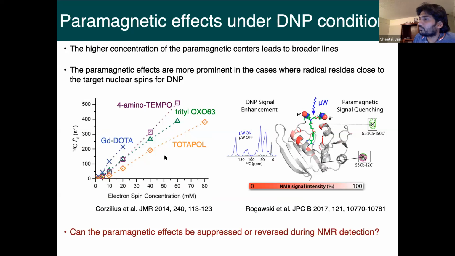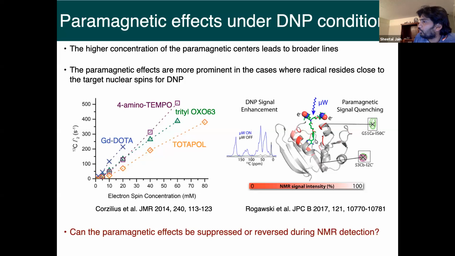The first example comes from Bob Griffin's lab, where Professor Corzilius has shown that if you increase the concentration of these biradicals or the trityl radical or the monoradical or even the gadolinium DOTA, what we see is that the relaxation rate increases. In this case, they observed that the carbon-13 transverse relaxation time decreases, and that results in line broadening, and hence the spectral analysis can be complicated.